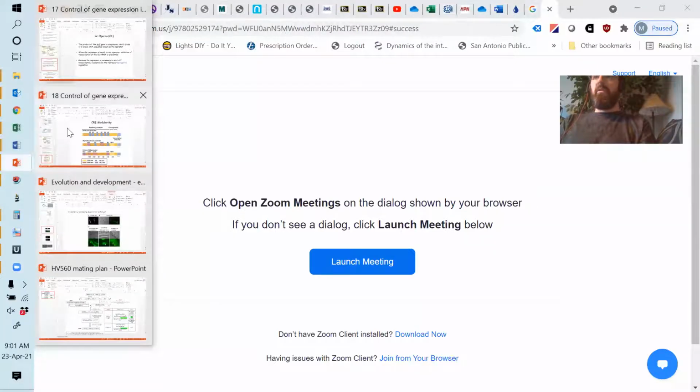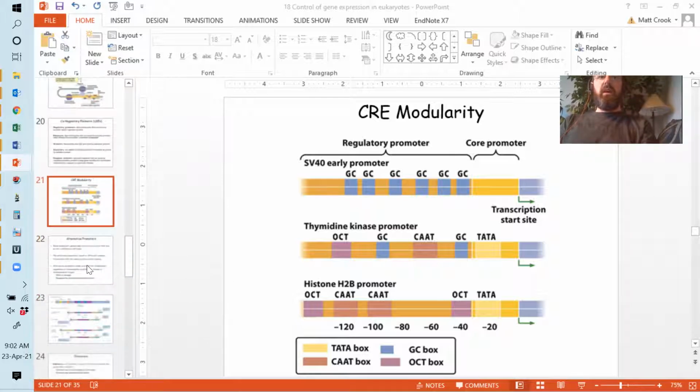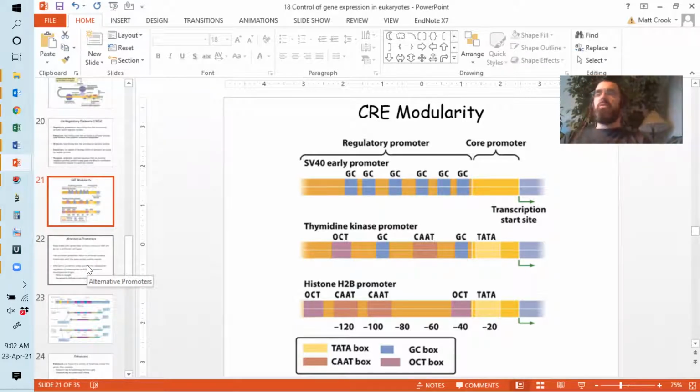Okay, so let's get started. All right, we pretty much ended up talking about the modularity of cis-regulatory elements, response elements, and the like. And what I want to do now is move on to some other funky ways in which you can control expression.